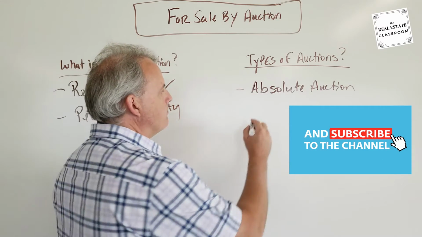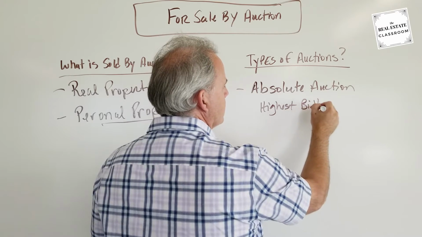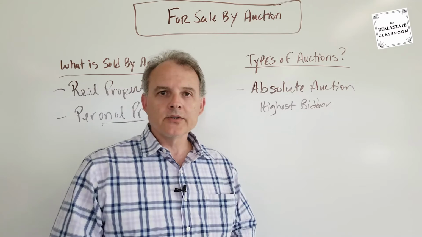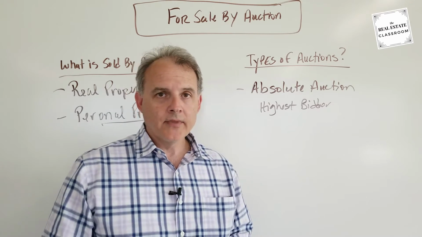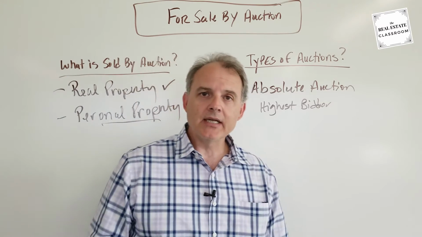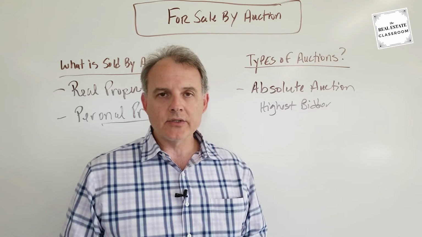And the highest bidder wins, period. So even if this property is worth $1 million and somebody bids $10 and they are the only bidder, and that's the highest bidder, then they get that property for $10. The owner cannot remove it from the auction once the bidding process has started.